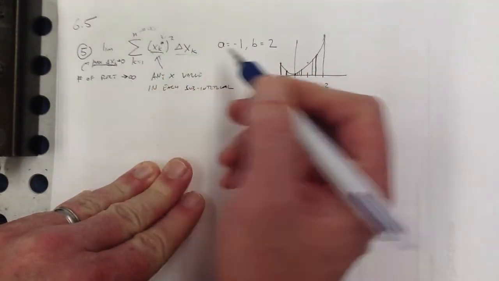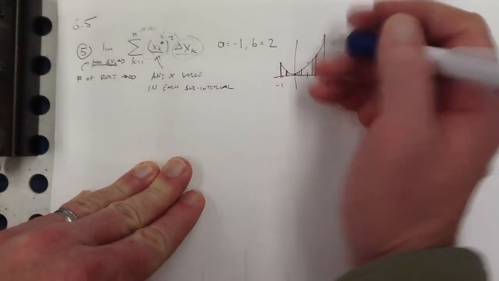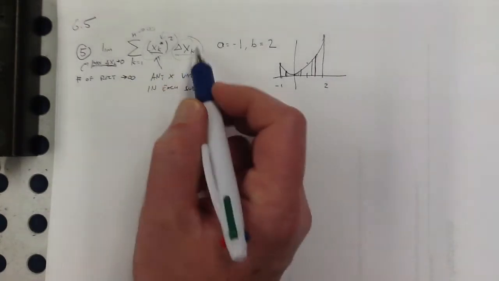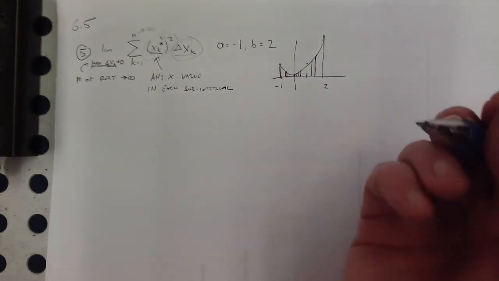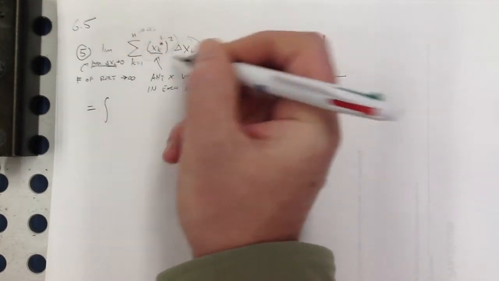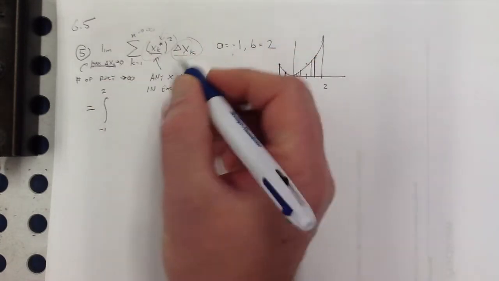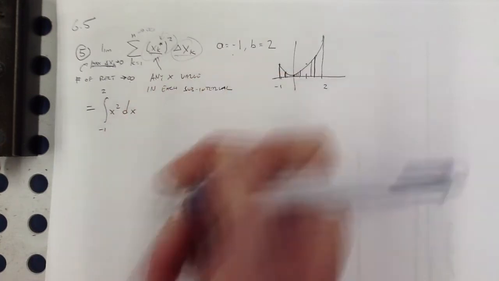And, of course, that's the width. So this is the height of each rectangle. That is the width. That's what all that means. So what are we supposed to do here? Well, we're supposed to just be able to look at this and understand it and say, I know a better way of writing this. We are going to look at all that and say, oh, this limit is going to approach the exact area from -1 to 2 under this function, dx.